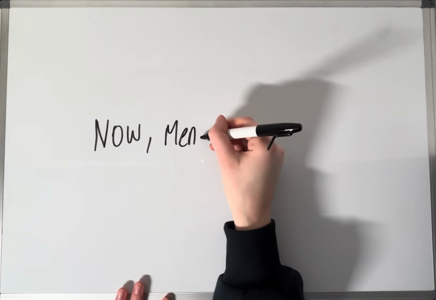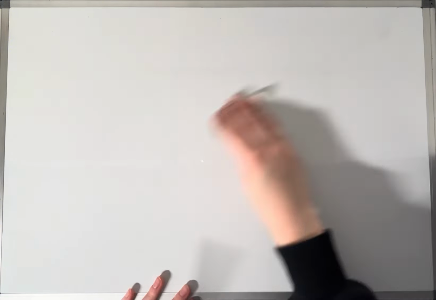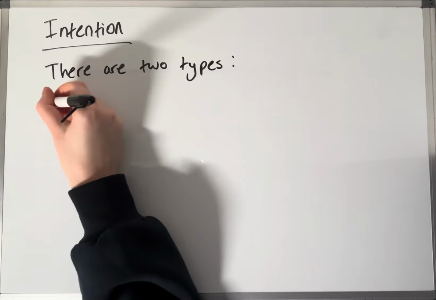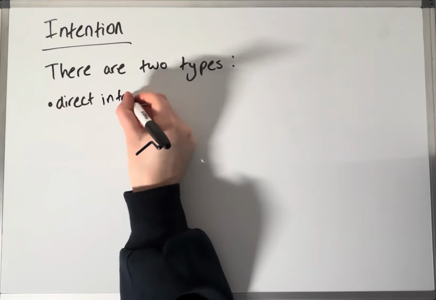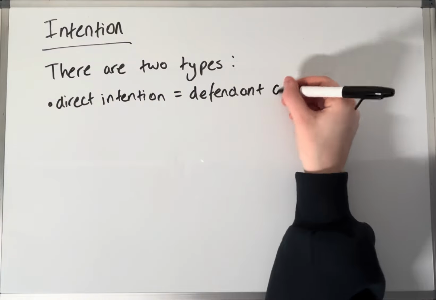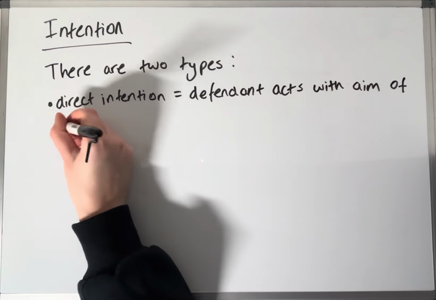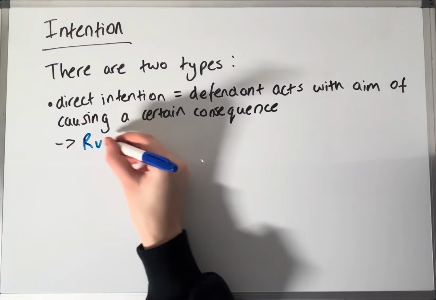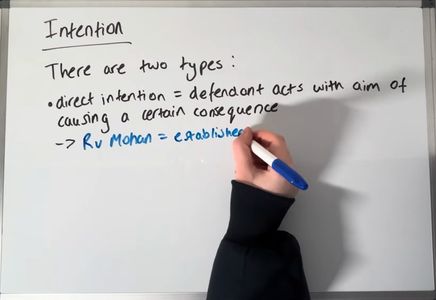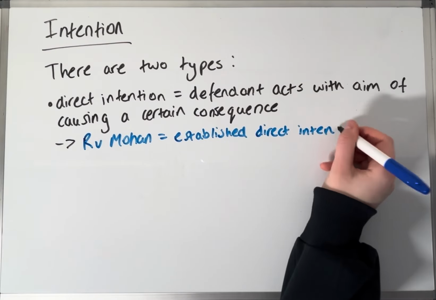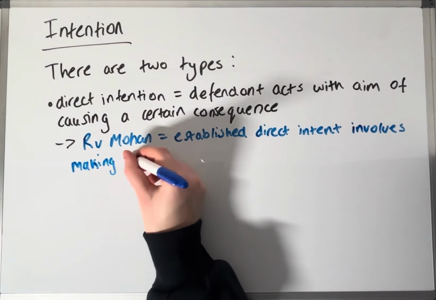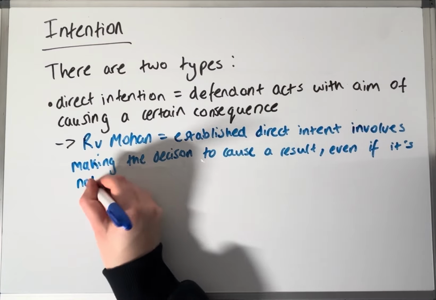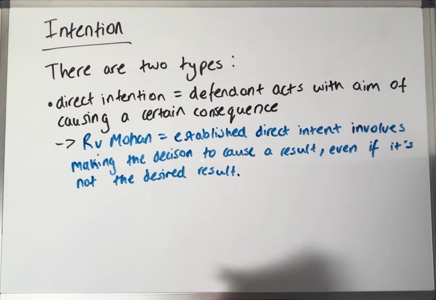The next part is going to be on mens rea. So in mens rea, there are two types of intention. There's direct intention, where the defendant acts with a certain aim of causing a certain outcome or consequence. This is seen in R v Mohan. In this case, it was established that direct intent involves making the decision to cause a result, even if it's not the desired result.